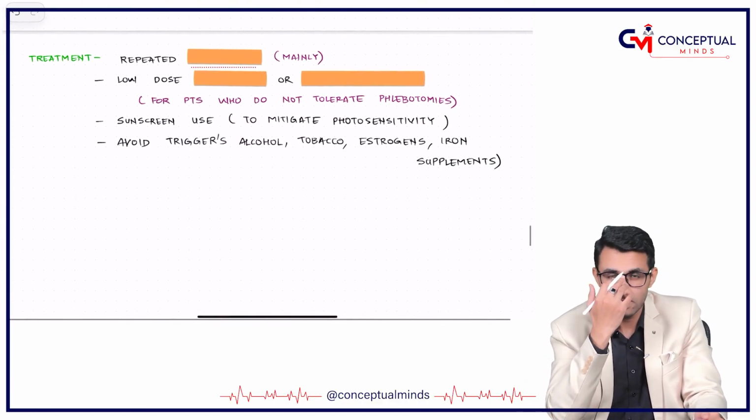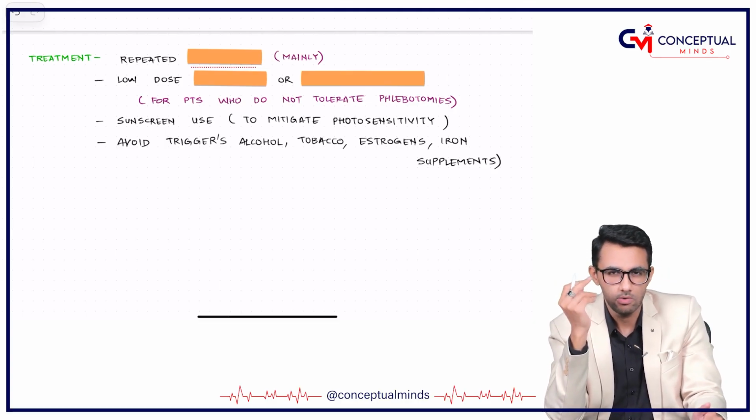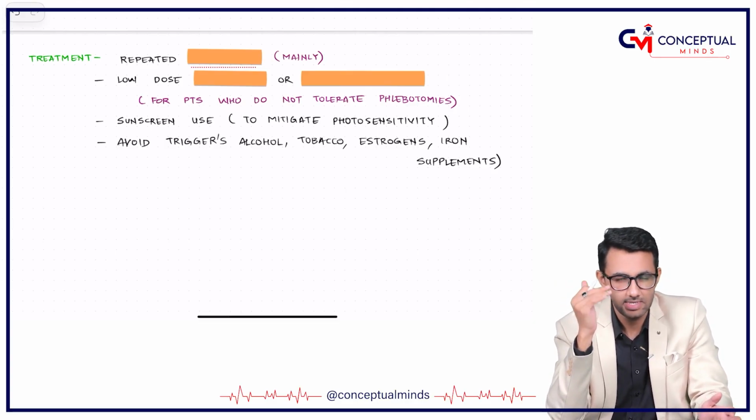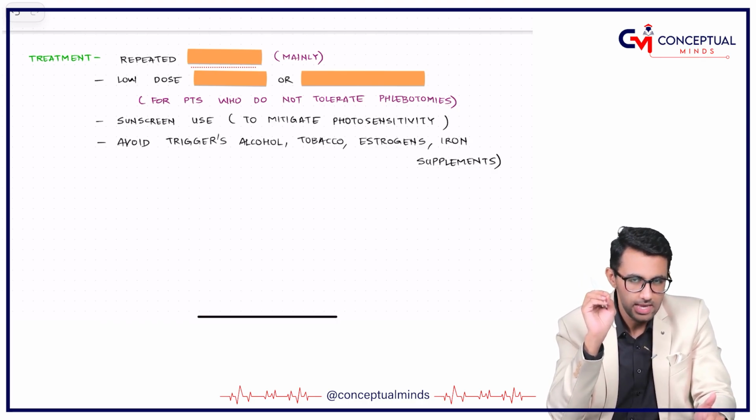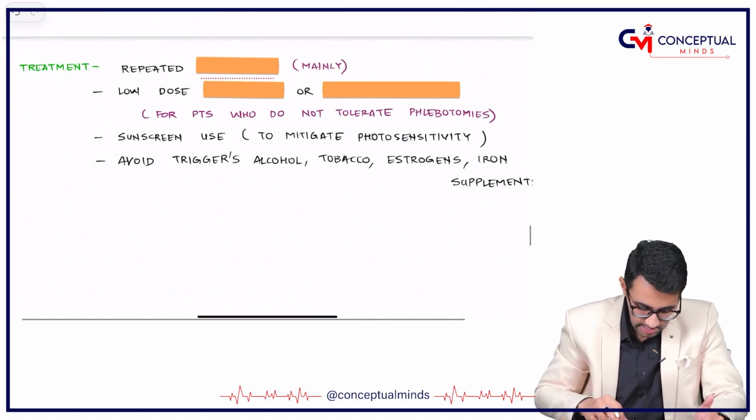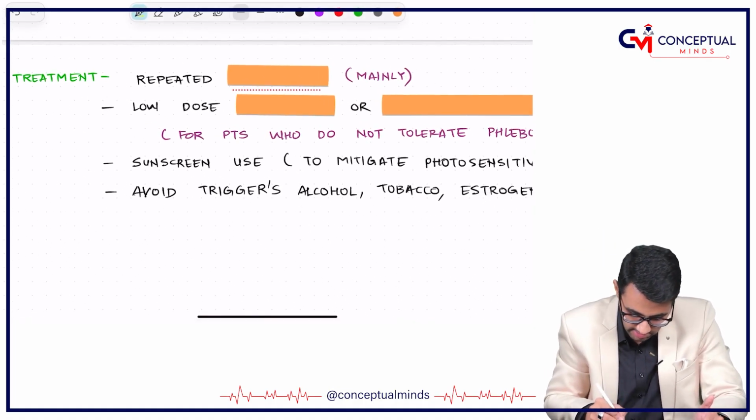So what is the problem? Is the URDO deficient? Yes, it is deficient, and in the blood we have excess of porphyrins. So the only way to remove this excess of porphyrins is by phlebotomy. What do we do in phlebotomy? Repeated phlebotomy would be the answer. Repeated phlebotomy.